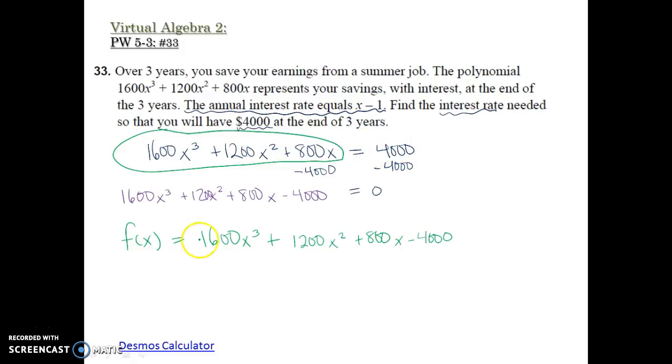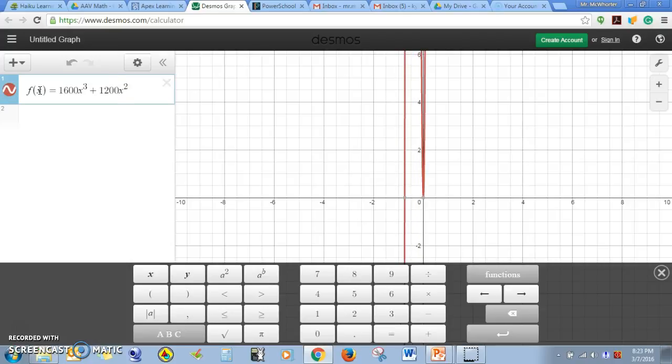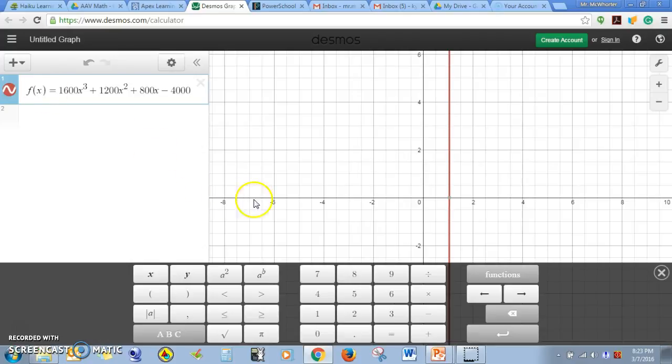So what we're going to do is take this function and put it into this calculator. Okay, so f of x equals 1600x^3 plus 1200x^2 plus 800x minus 4,000. And remember that was from 0 to 3 years, so that's really where we need to look, right?